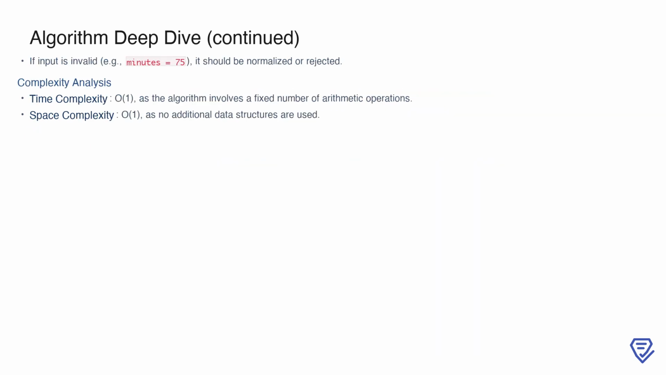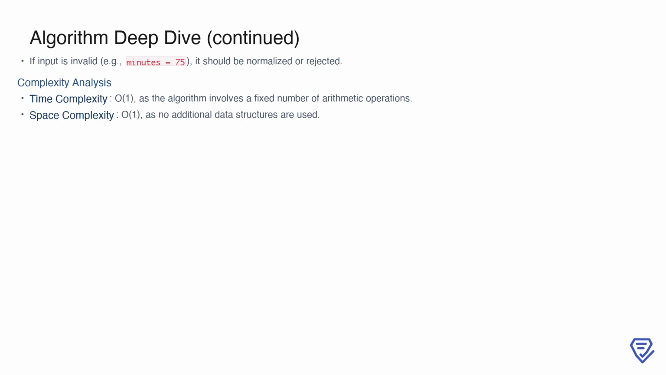Finally, let's address edge cases and the performance of this algorithm. For instances like midnight or noon, where hour equals 12 and minutes equals 0, both hands overlap, resulting in an angle of 0 degrees. Similarly, for exact hour marks like hour equals x and minutes equals 0, the angle is always a multiple of 30 degrees. If the input contains invalid values, such as minutes 60, the algorithm should either normalize or reject these inputs, depending on the problem's constraints.